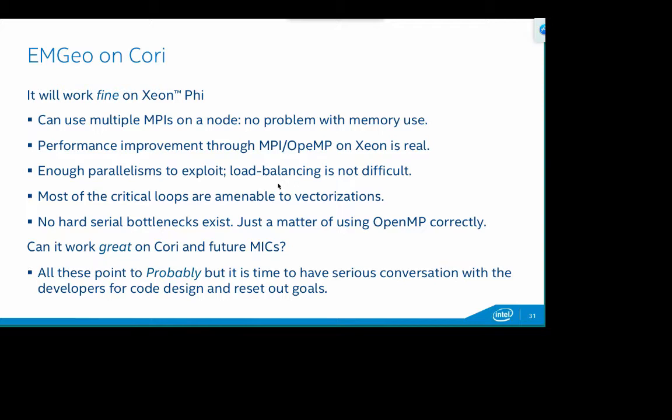So at this point, we started with a very simple goal. We are just matching MPI, good parallelism, or OpenMP is just doing less MPI. But I think that goal is just too low. This code should be able to do way more just by really recognizing some architectural issues and then modifying it. So we are going to reset the goals and hopefully we can actually do it.